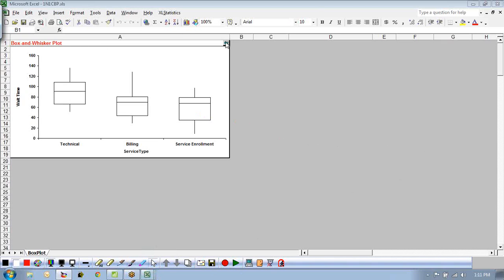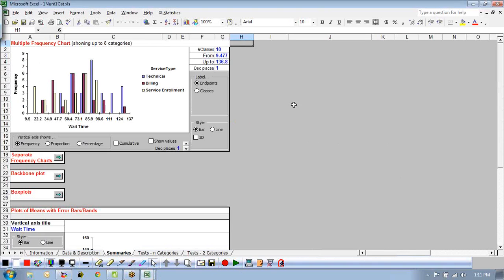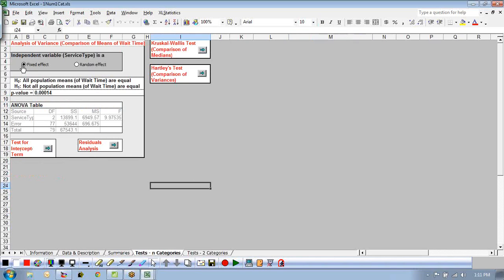Now let's go ahead and run that hypothesis test. I can do that for ANOVA in Excel Stats. I go to Tests of N categories. Don't worry about the fixed and random effects; you can just leave them on fixed effects for now. And if we come down here, there it is: all population means of wait time are equal versus not all of them are equal. And it says my p-value is 0.014.